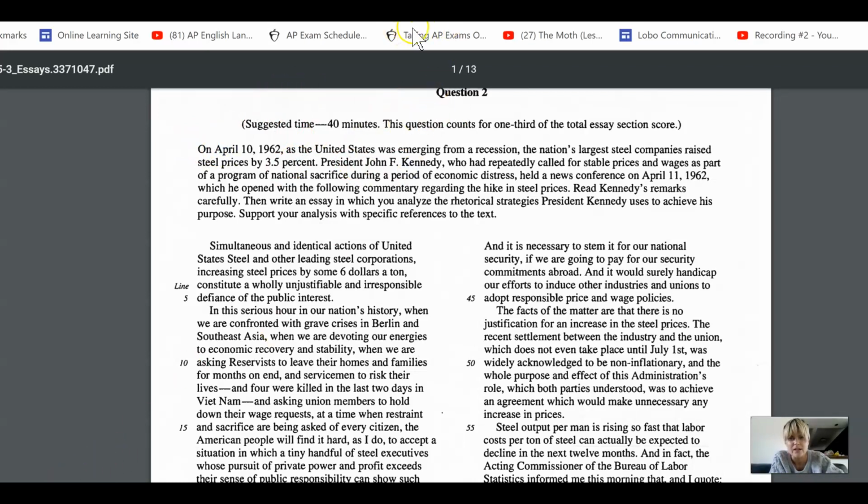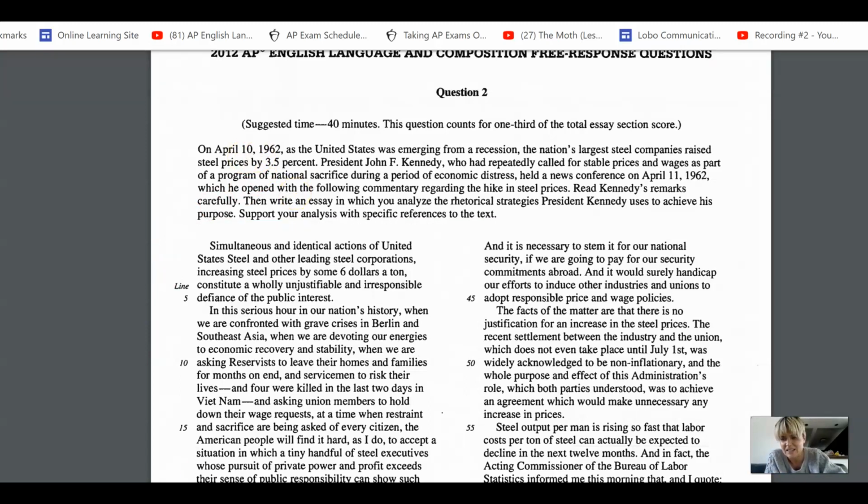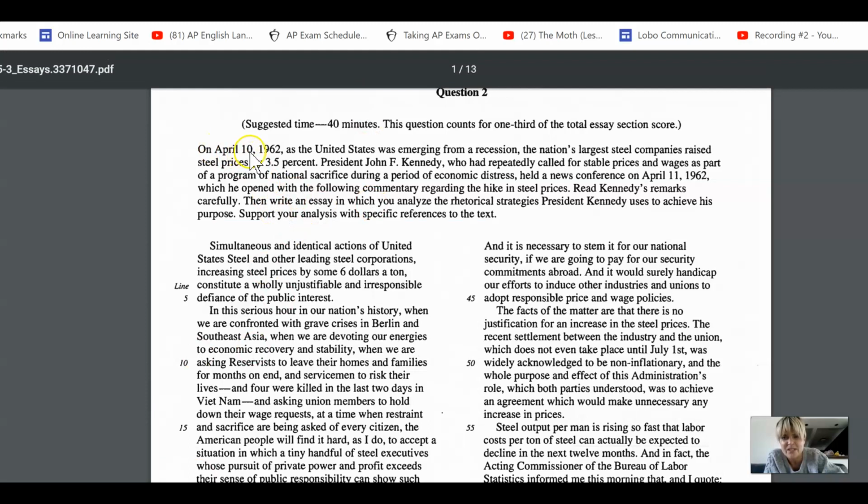Where's the opening section? So this section right here is important because it basically has all of these elements that are going to come in handy. So let's look at it. On April 10th, 1962, as the United States was emerging from a recession, the nation's largest steel companies raised steel prices by 3.5%. President John F. Kennedy, who had repeatedly called for stable prices and wages as part of a program of national sacrifice during a period of economic distress, held a news conference on April 11th, 1962, which he opened with the following commentary regarding the hike in steel prices.